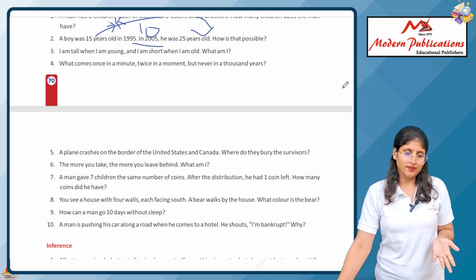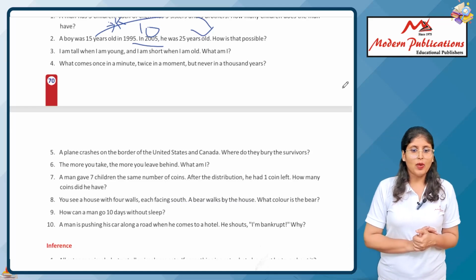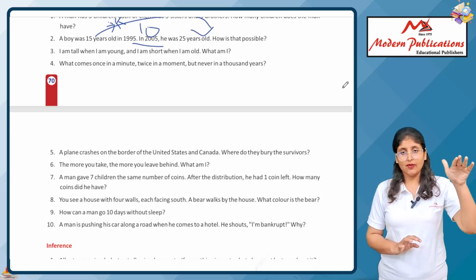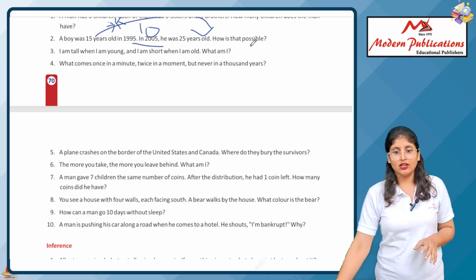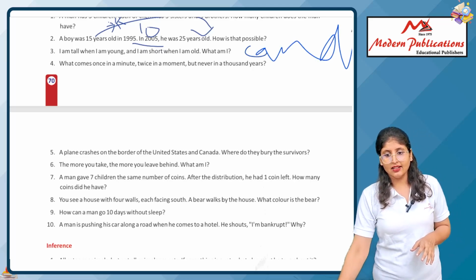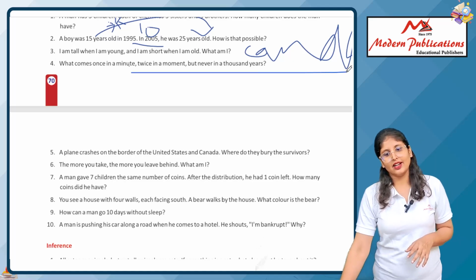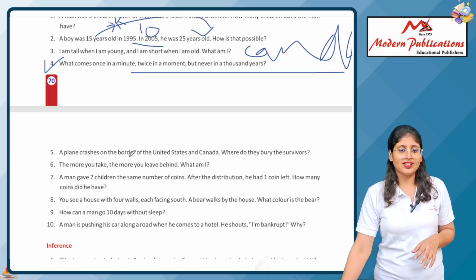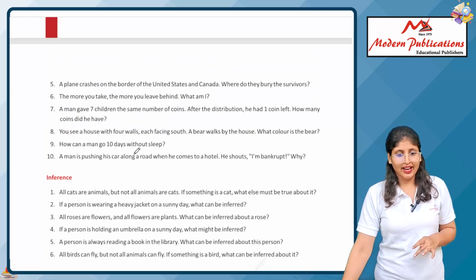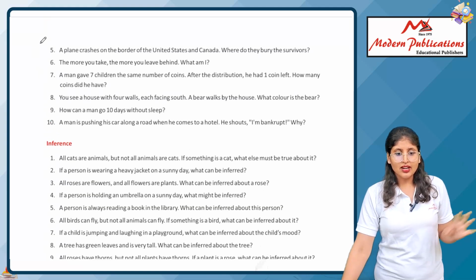Next, I am tall when I am young, but shorter when I am old. We already discussed it: it is a candle. Next, what comes once in a minute, twice in a moment? We already know it's the letter M. All these questions are repeated.